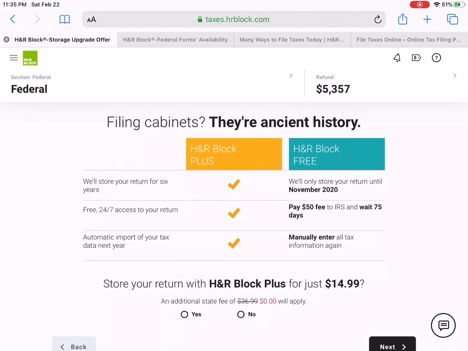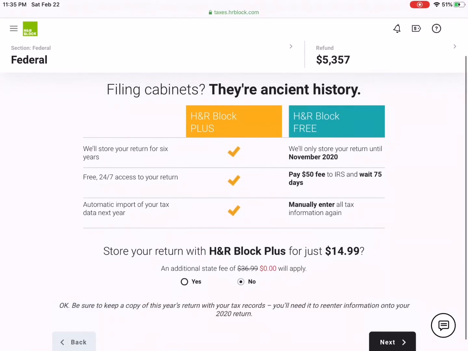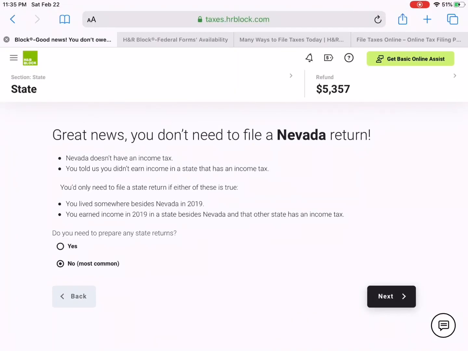They're saying for 15 bucks, they'll store it for 6 years, they'll give you access 24/7, and it'll automatically import your data for next year's return. Pretty cool. That's actually pretty good value, especially if you're going to continue using H&R Block Online. I would suggest it, but we're going to say no, thank you. Great news, don't need to file a Nevada return, we know.